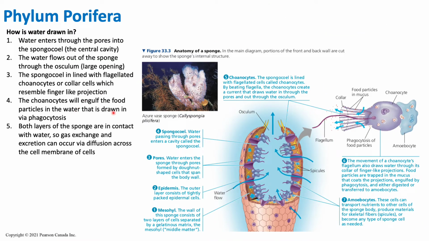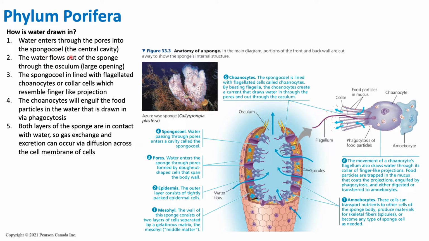Now, in order to understand how the Porifera feed and their gas exchange system, it's important to understand how the water is drawn into the Porifera. So, on our Porifera over here, we have these pores on the outside of this sponge. Since it is porous and there are cavities, water is able to enter through those pores into the center over here. This central region is referred to as the spongocoel.